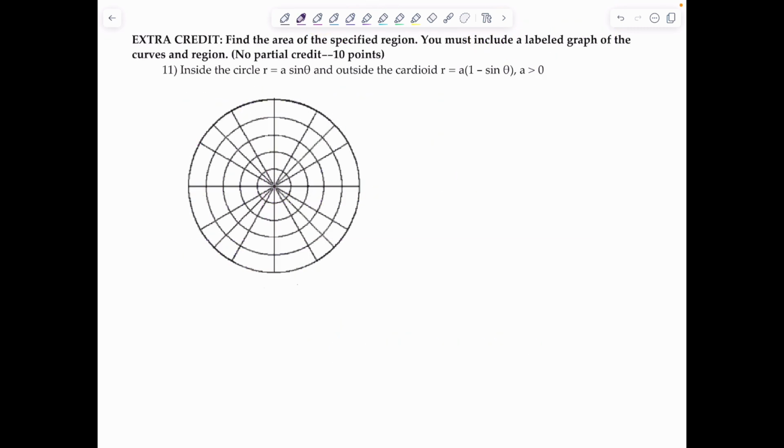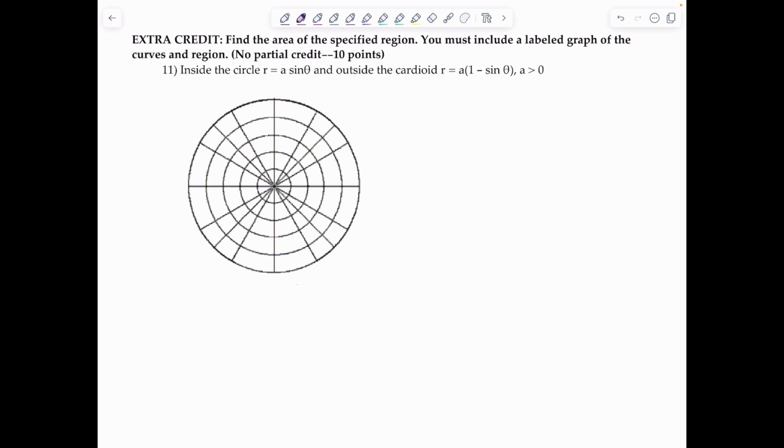Last extra credit. Okay, number 11. Find the area of the specified region. You must include a labeled graph of the curves and region. No partial credit, 10 points. So find the area inside the circle, r equals a sine theta, and outside the cardioid, r equals a times 1 minus sine theta.